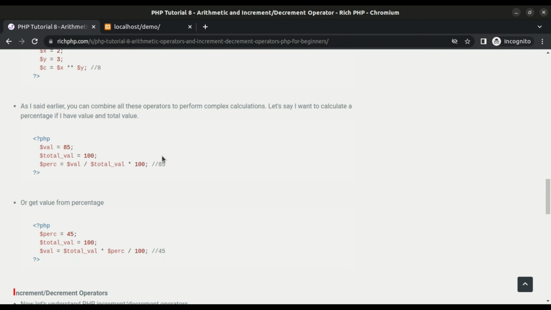Hope you guys understand how the arithmetic operator and increment-decrement operator are used in PHP.